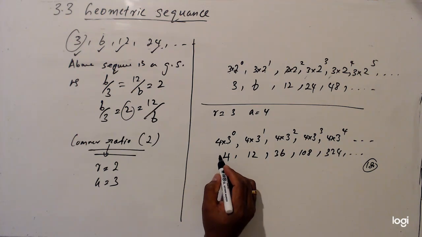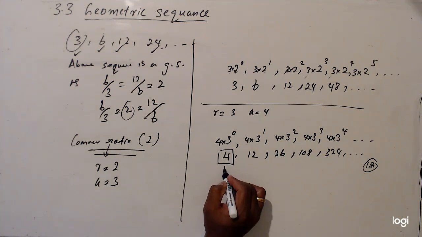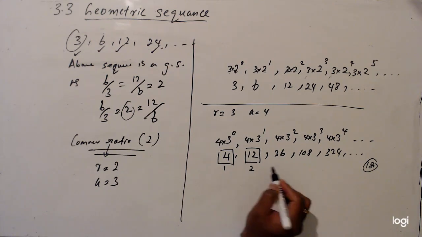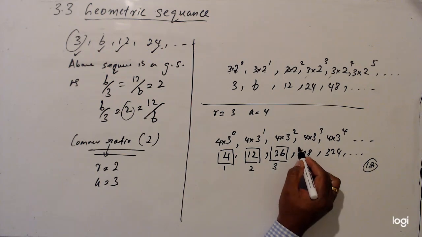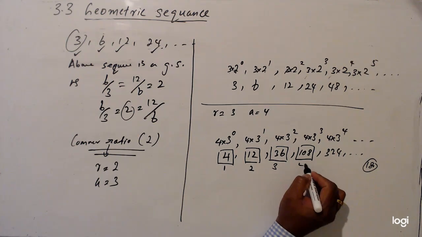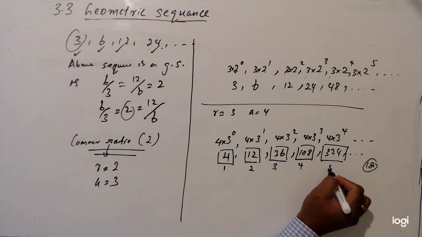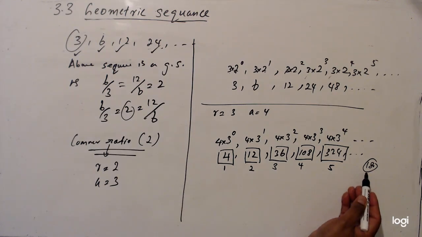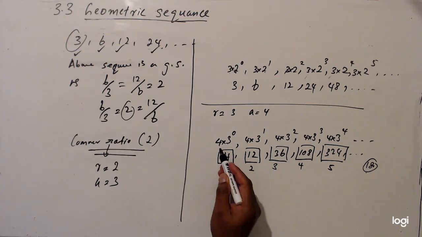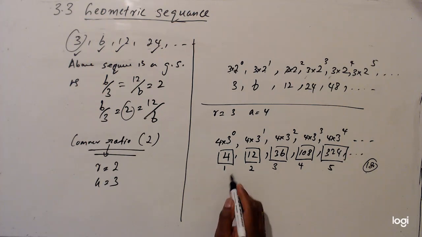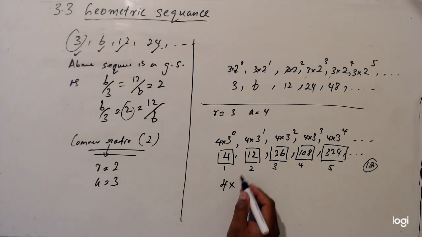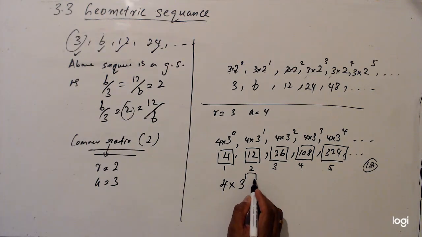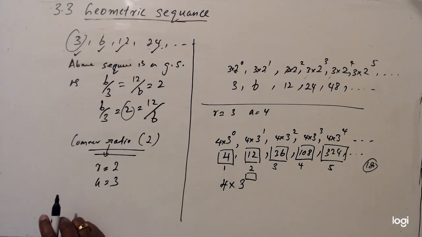So this is first term, this is second term, this is third term, fourth, fifth. Now we can see that all terms should have 4. There is no argument on this, 4. Then the ratio, and we need to find the power. So what is the power?